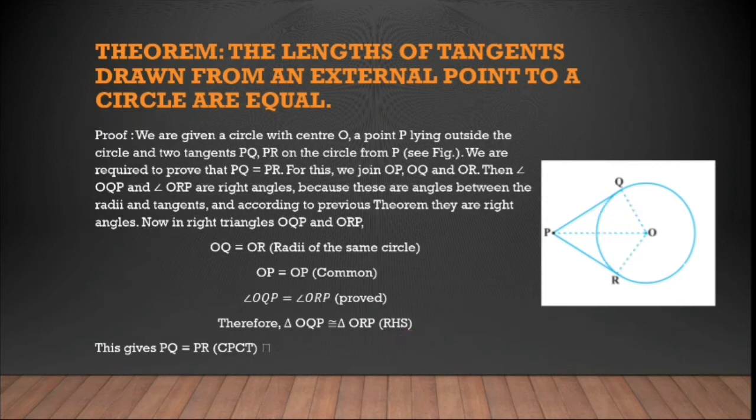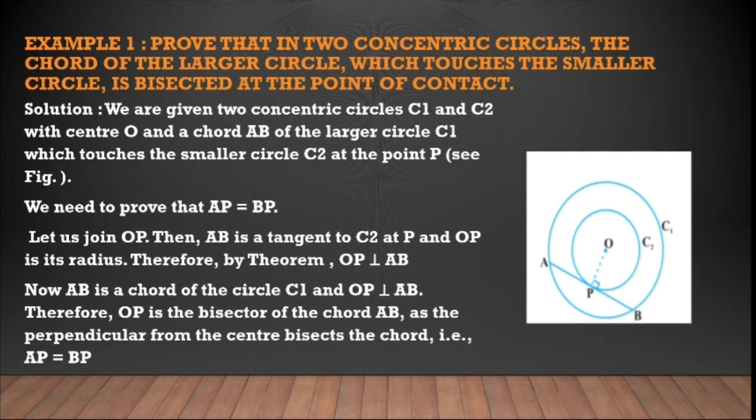Now since they are congruent triangles, by CPCT you can say that PQ is equal to PR. That means the lengths of the tangents will be the same. So this is the proof of this theorem: the lengths of tangents drawn from an external point to a circle are equal. Now we will discuss two examples.